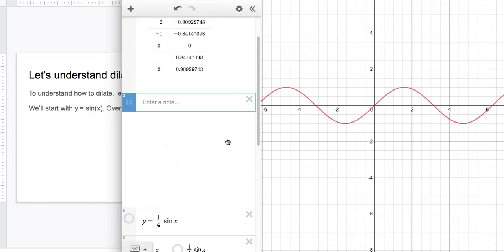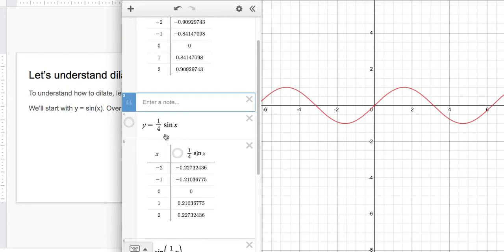Now let's just look at a couple more. This one, if I solved for y, I'd have 4y equals sine x. So I'd have to multiply every one of my new y's by 4 to get to my old y's. That would seem to indicate that this new graph's going to be shorter. Oh, goodness, yes, it is. Much shorter.